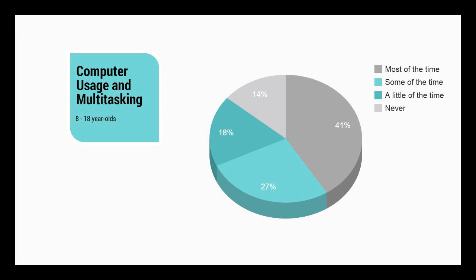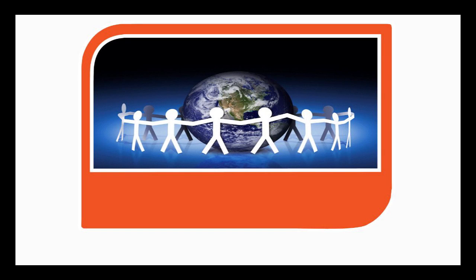Here we have computer usage and multitasking. Between these 8 and 18-year-olds, the majority of them said that they multitasked with different media devices most of the time, about 41%, followed by some of the time at 27%. So as you can see, we are a very well-connected community, and our society is very embedded in the digital world. Now we'll go into some of the impacts of technology on society.